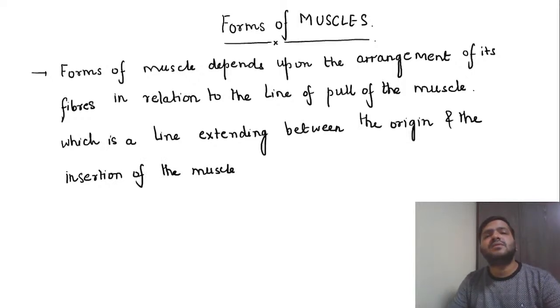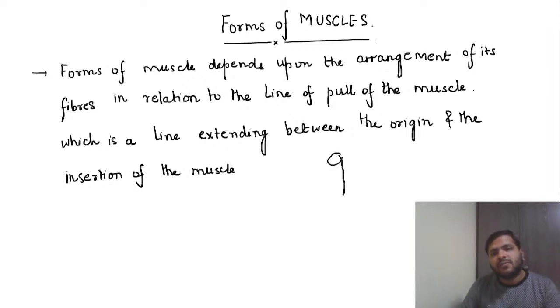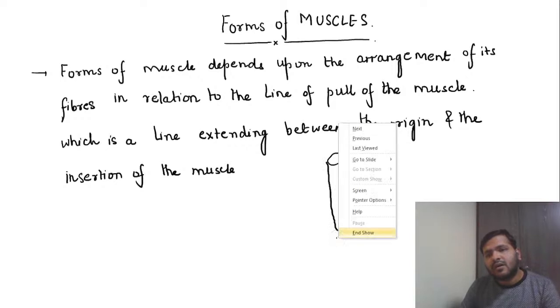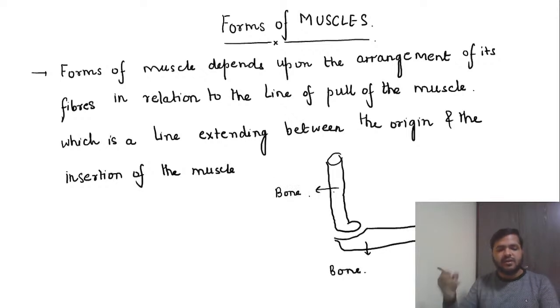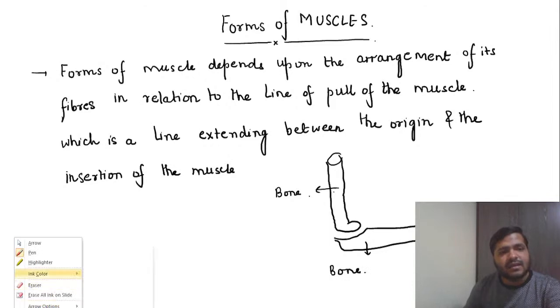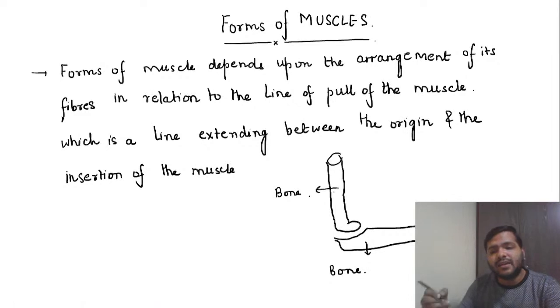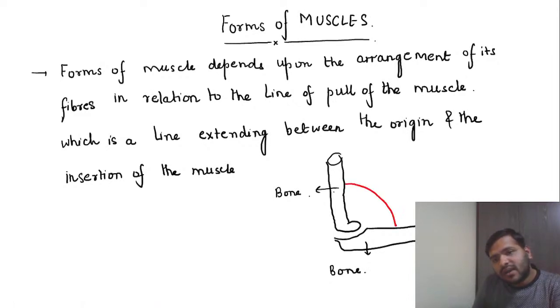Now, there are different forms of muscles. For example, let us suppose I'm taking two bones right now. This is one bone, and this is another bone. If we are talking about skeletal muscles, you are very well aware that skeletal muscles are directly attached to the bones, or I can say both the bones.